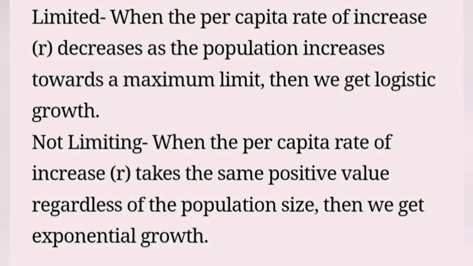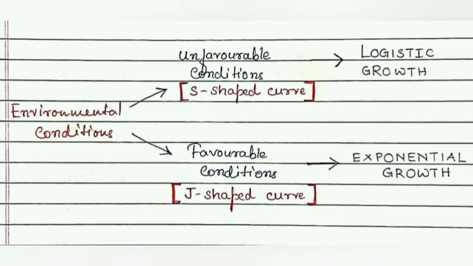Okay. Next, see, environmental conditions play the most important role here. Depending on the environmental condition, the growth curve can either be S-shaped or logistic curve when the resources are limited, or it can be J-shaped showing exponential growth where resources are unlimited.